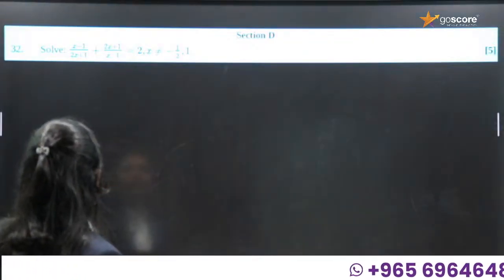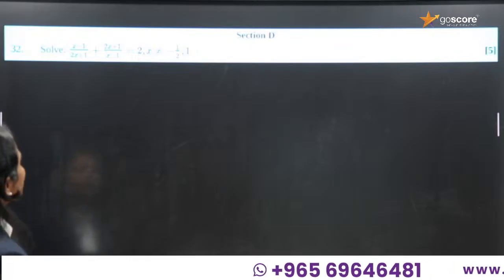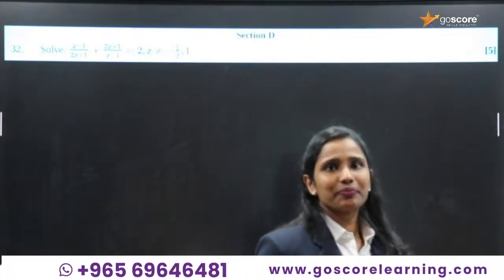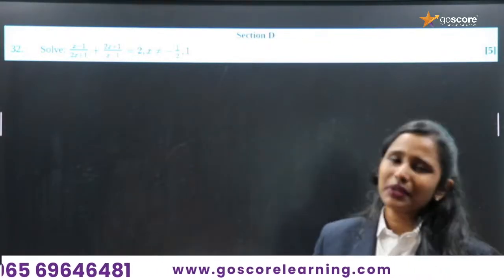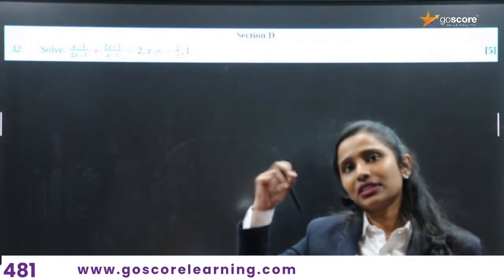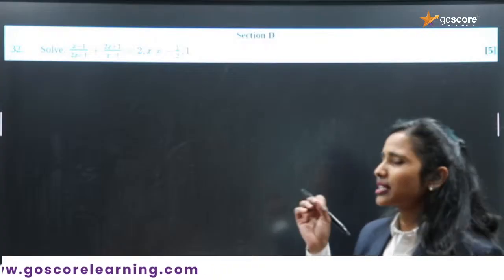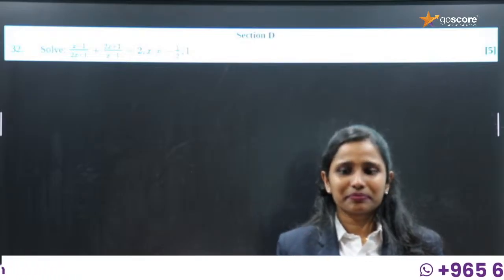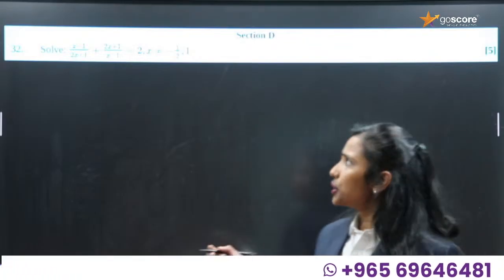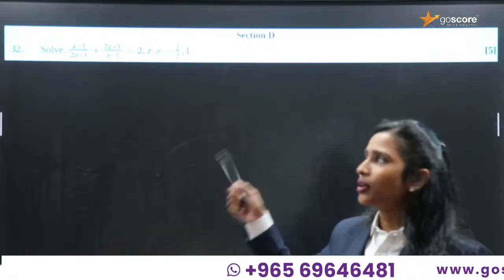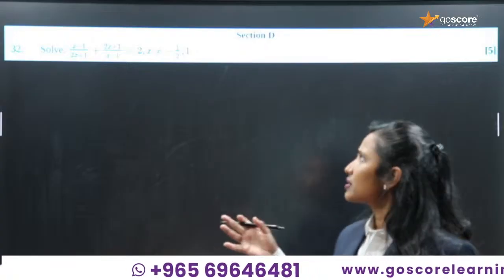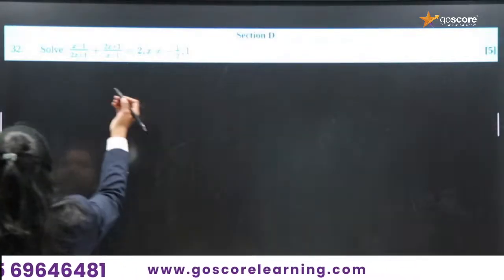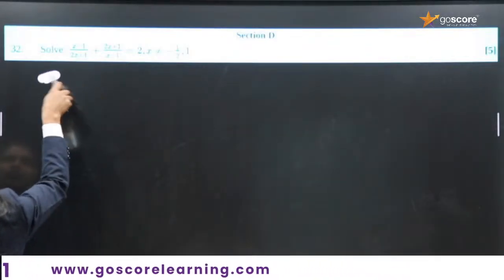Now section D is: solve (x minus 1) by (2x plus 1) plus (2x plus 1) by (x minus 1) equal to 2. So this question has a twist. It can be a longer answer, but if you approach it a slightly different way, you will get the answer in 6 or 10 steps. Otherwise it will be a long process. You need to cross multiply, form the equation and cancel, and it's a long process.